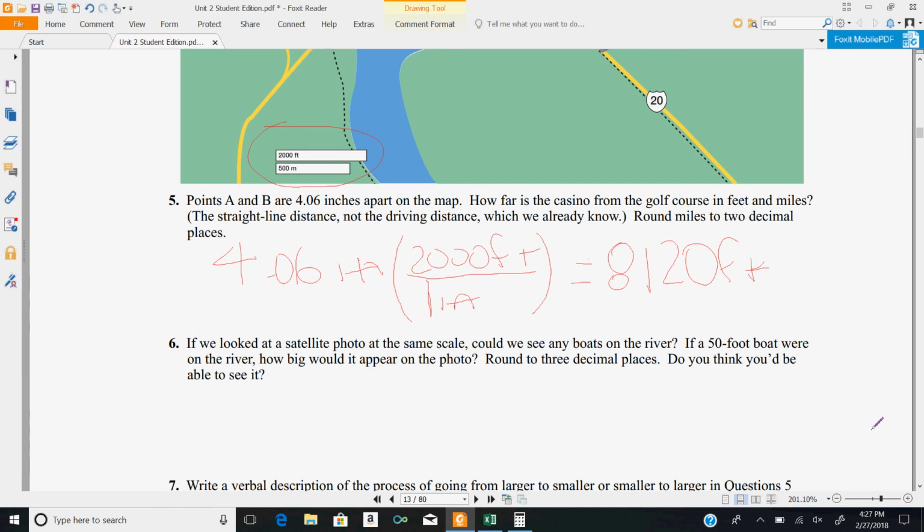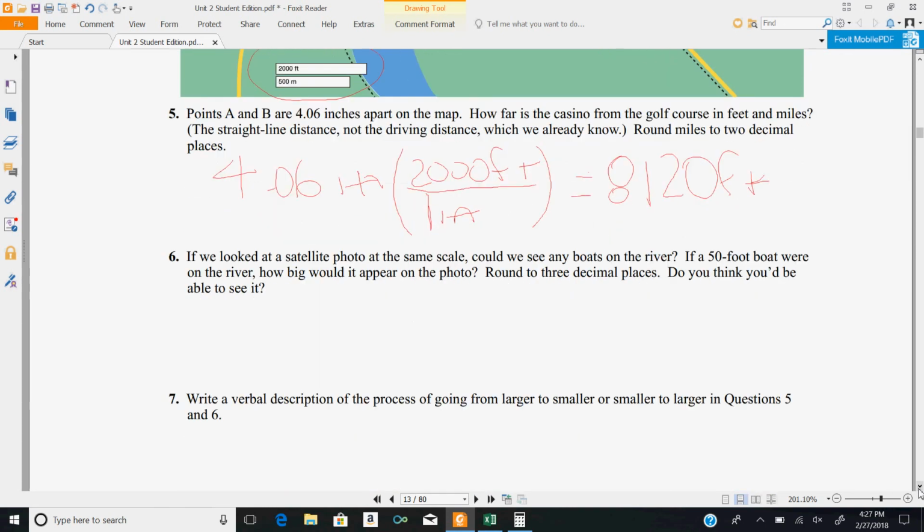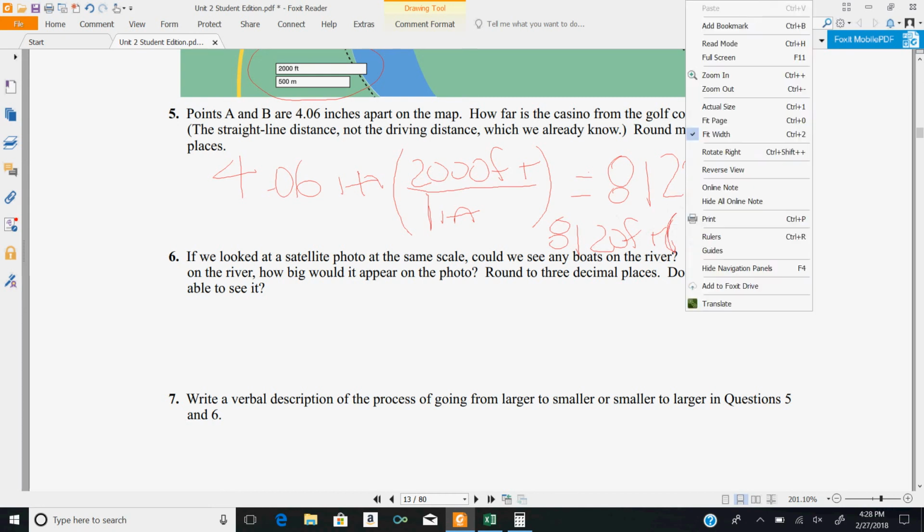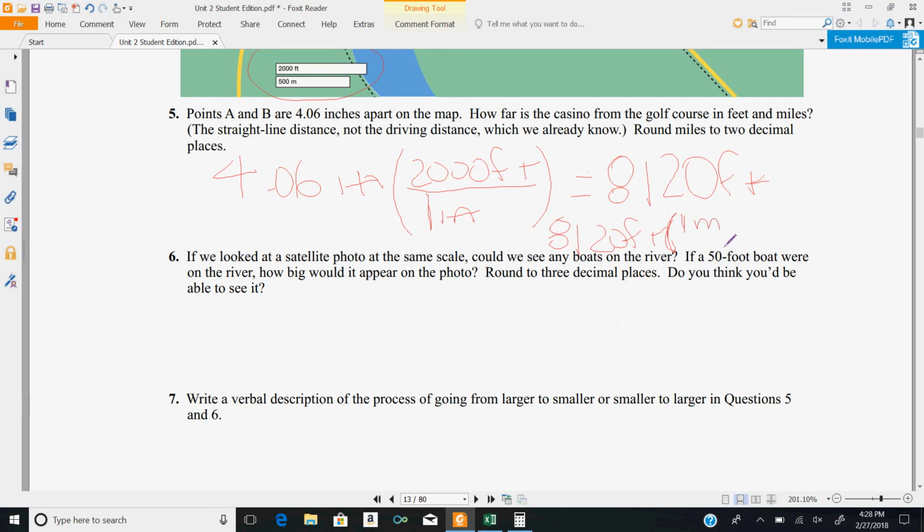And I'm going to try to convert that to miles, but I'm going to have to squeeze that in down here. So I have 8,120 feet times 1 mile per 5,280 feet. And this truly is a conversion factor because there are 5,280 feet in a mile. And I cancel the feet because I have feet divided by feet.